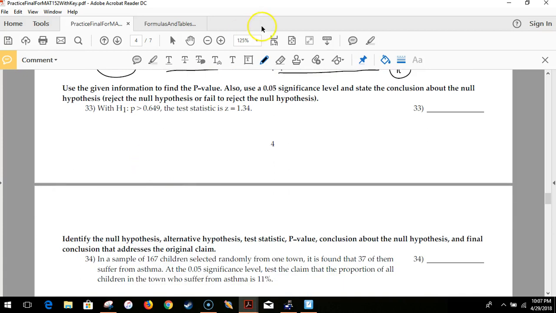35 is your other weird question. I have a null that is p greater than 0.649, which means my alternate has to be p equal to 0.649. Null always has the equal. I got a test stat of 134. Now this is a right tail test. We know that from the greater than. So what I need to find out is what's the area under the curve from the 134 up to positive infinity, because you go to the infinity that it matches.